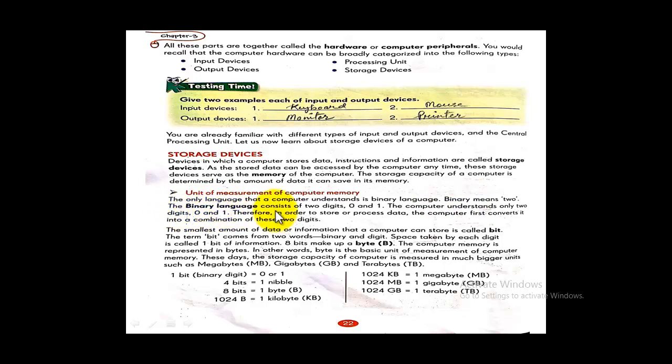The binary language consists of two digits, only 0 and 1. So the computer understands only 0 and 1. Koi 0 ga 1 khatang degi hena computer na khang de.